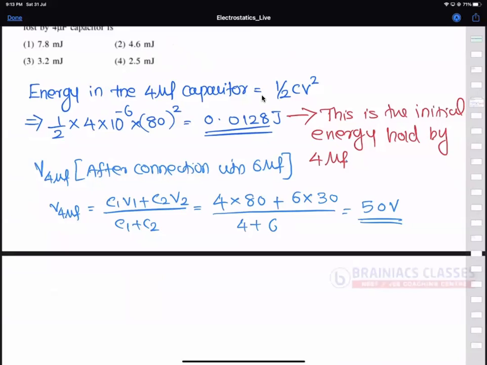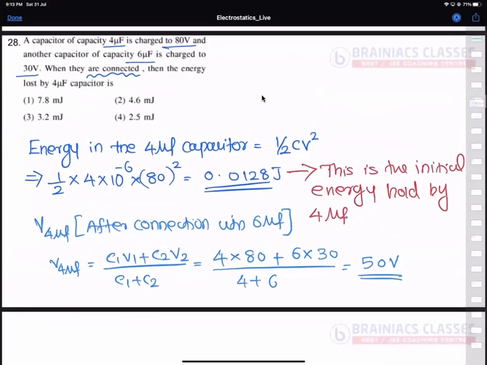Okay. So now the initial voltage of the 4 microfarad capacitor is how much? 80 volt. Now the 4 microfarad capacitor will have how much voltage? 50 volt. So the initial energy we calculated is 0.0128 joule, that is based on 80 volt. Now we are going to calculate.